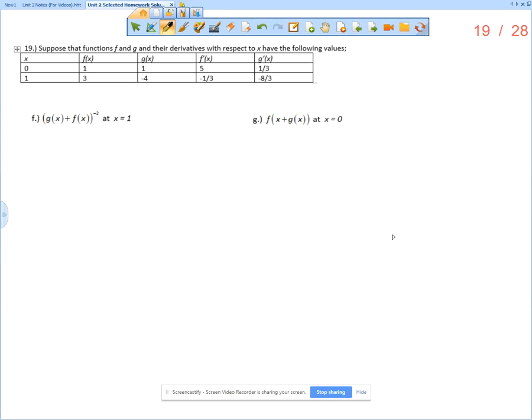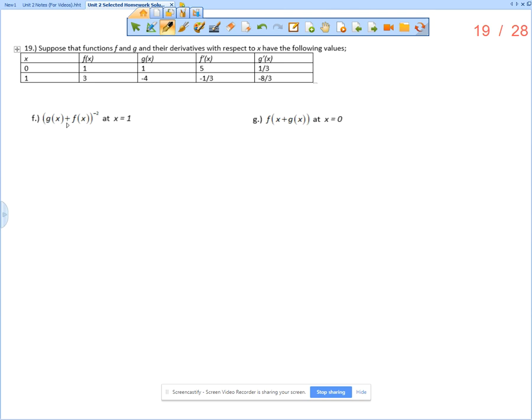This is the solution video for section 2.4, number 19, parts F and G. All right, so starting off with F, we are evaluating the derivative of this function at x equals 1.